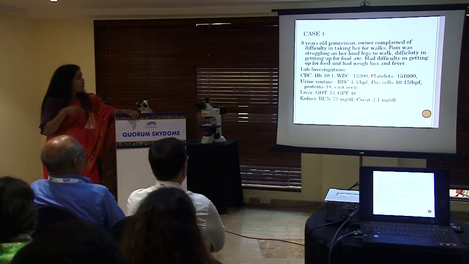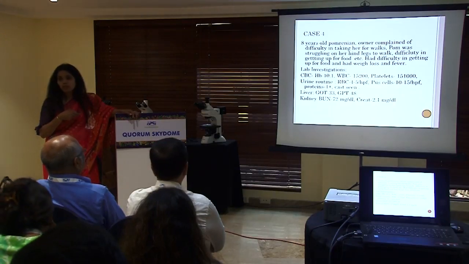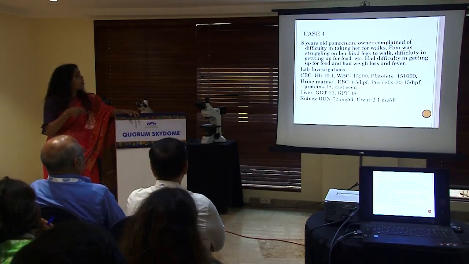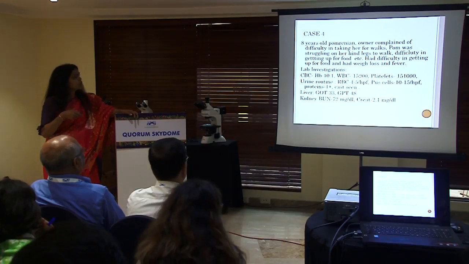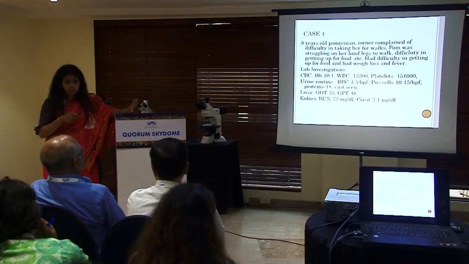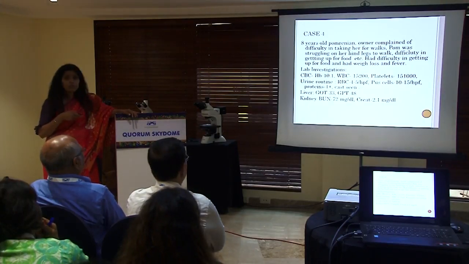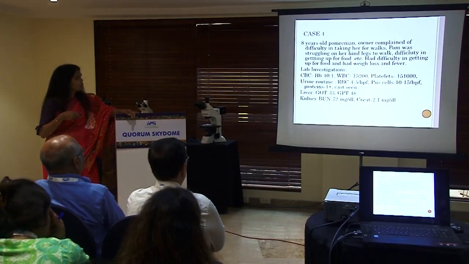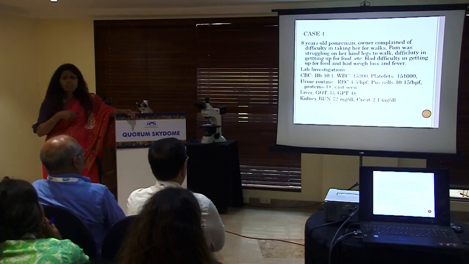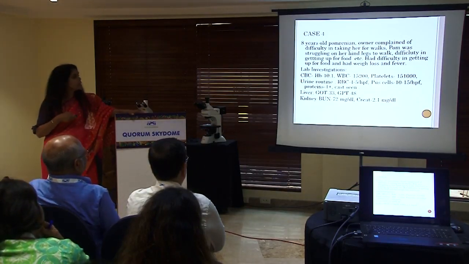So, an 8-year-old Pom, that means quite old. The life of the dog is around 12. Owner complained of difficulty of taking her for walks. So sex is female. Okay, so antennas are up. Pom was struggling in her hind legs to walk, difficulty in getting up even for food. That's difficult. Had difficulty, weight loss and fever. Though the ranges are different, okay, but still this falls into anemia.